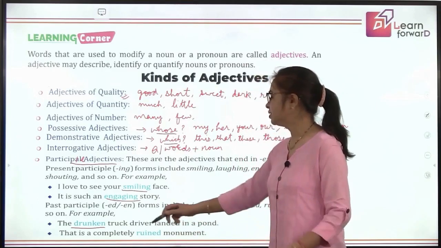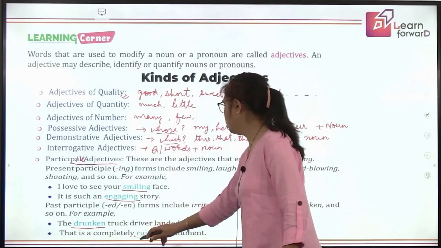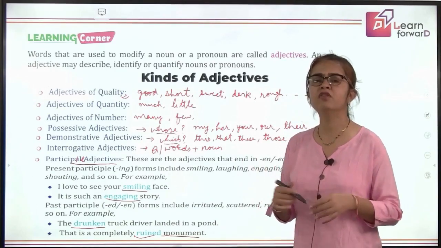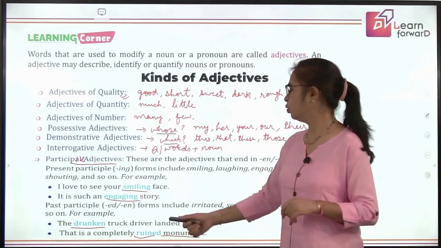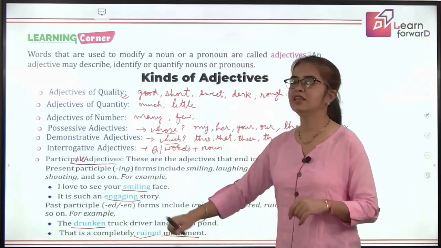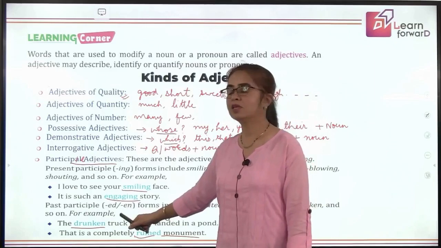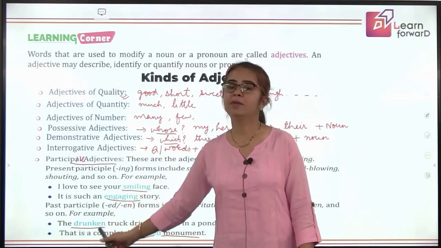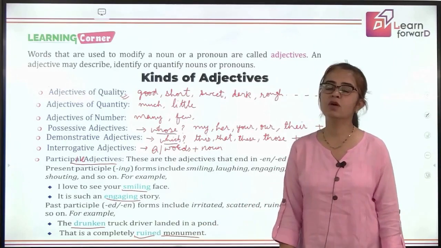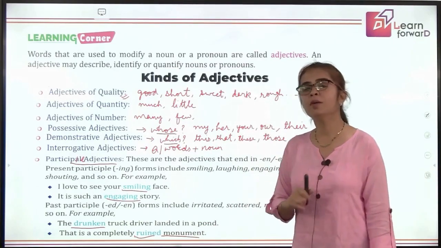Next is that is a completely ruined monument. So monument is being described and ruin itself is an action. It is a verb. So ruined here is verb plus adjective. So verbal adjectives are called participles. If it is the ing form, that becomes your present participle. The ed, t, en, these forms, the third form, that is your past participle.